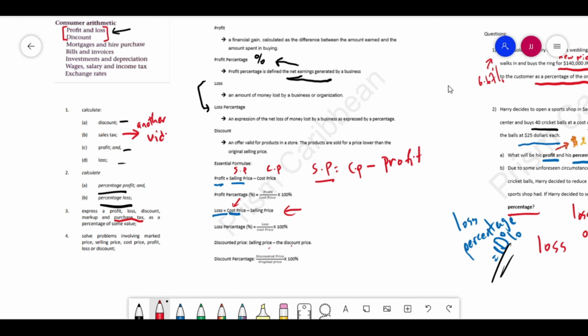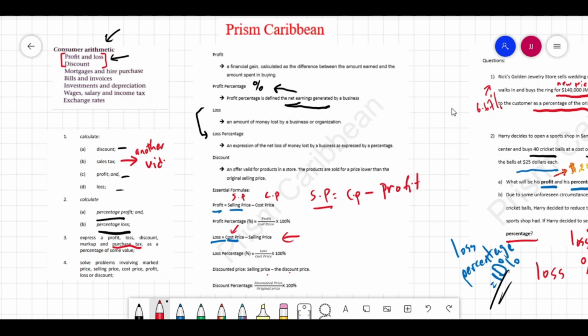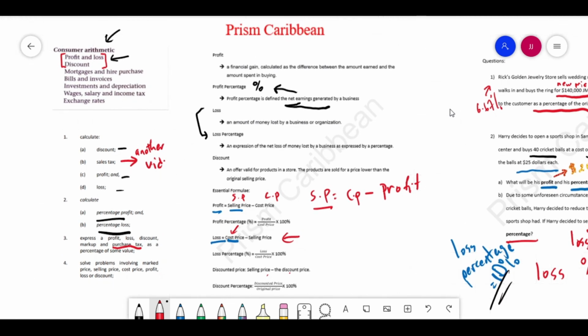That's it for today's lesson on consumer arithmetic, profit, loss, and discount. For the next video, we'll focus on mortgages and hire purchase, and we'll also go on to sales tax and what sales tax is exactly. Don't worry, past paper questions will be in an upcoming video soon.